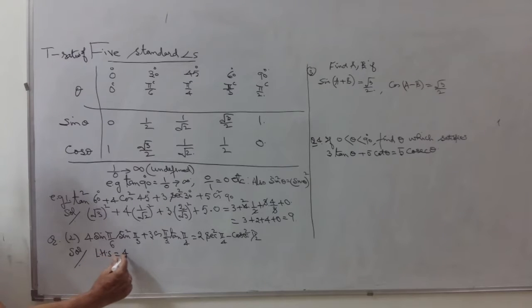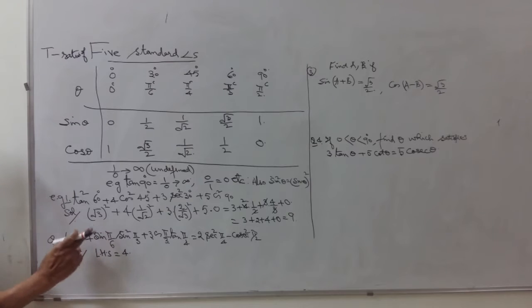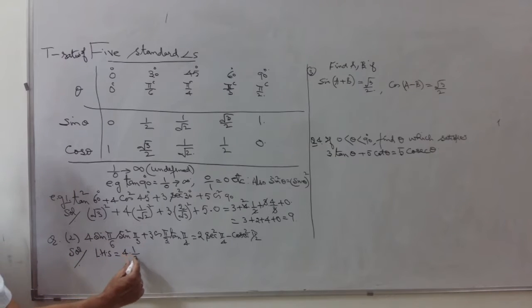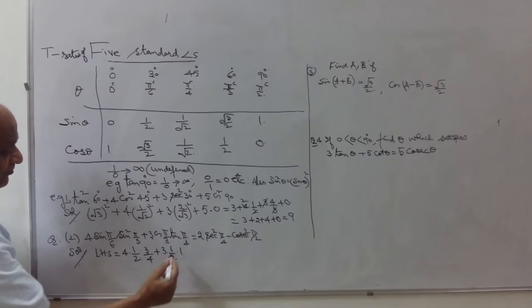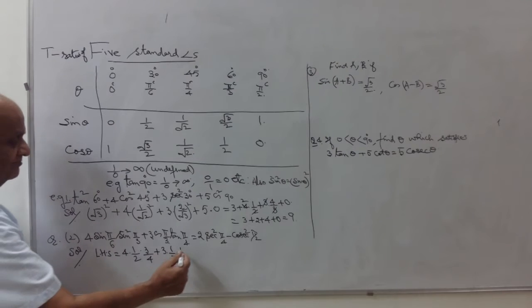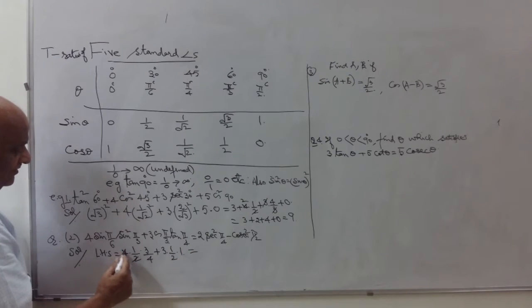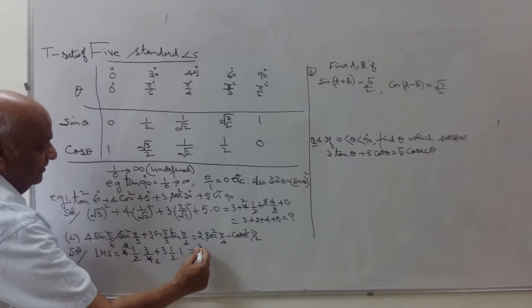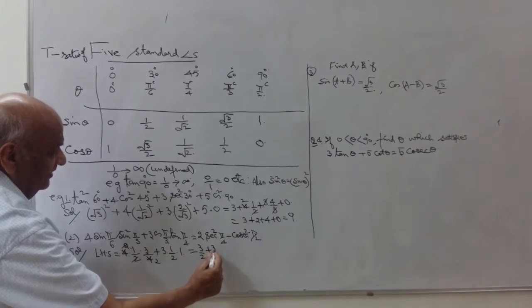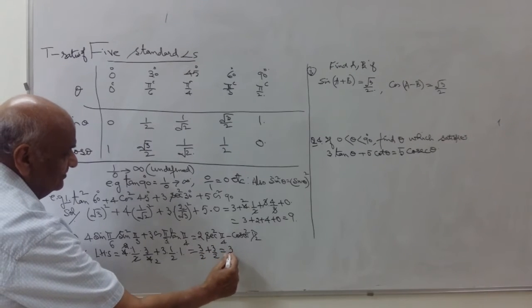It is 4 sine 30. Pi by 6 means sine 30 is half. Sine square 60: sine 60 is root 3 by 2, the whole square is 3 by 4. Plus 3 cos 60, cos 60 is half, and tan pi by 4 is 1. So when you simplify, it is 2 here. This 2 will cancel out here. It is 3 by 2 plus 3 by 2, which is just 3.